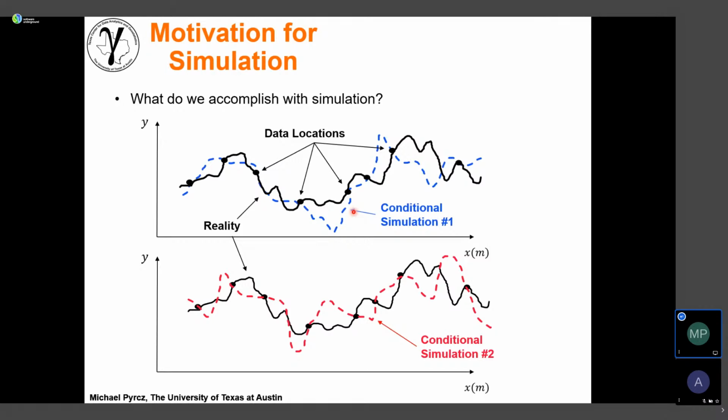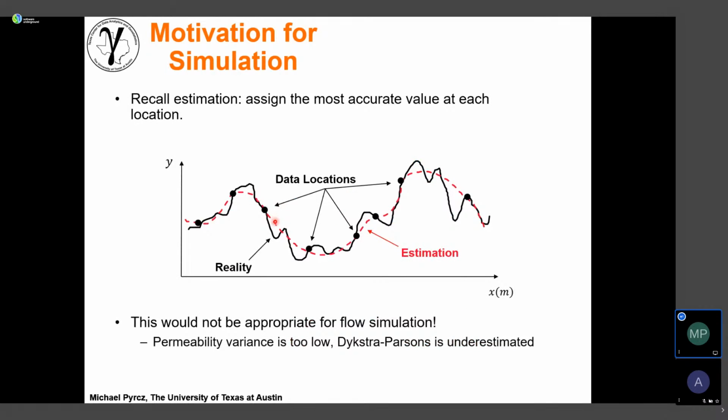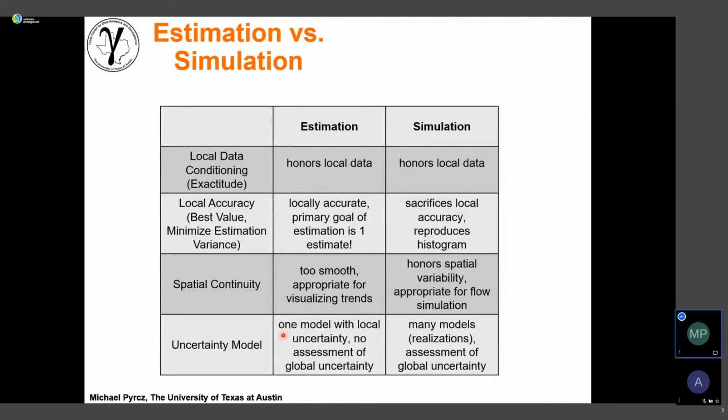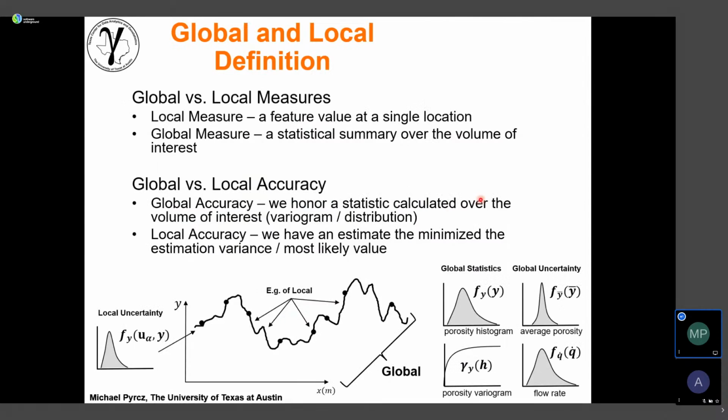The Kriging approach will give us the best estimate at each location with an estimation variance uncertainty model, local uncertainty. But there's only one model. That's not global uncertainty. The simulation gives me one realization, two realizations. I can run them all day. Hundreds of realizations, each one of them could be analyzed. That is a measure of global uncertainty. This is the trade-off between estimation and simulation.